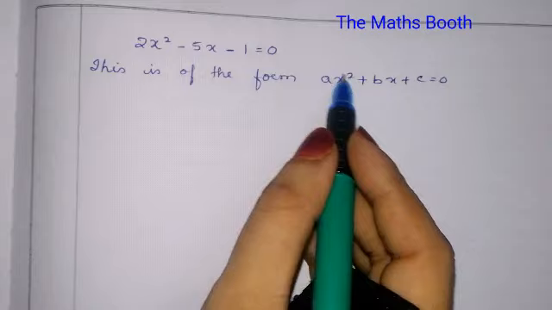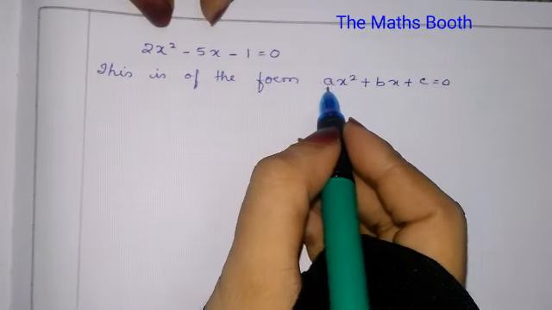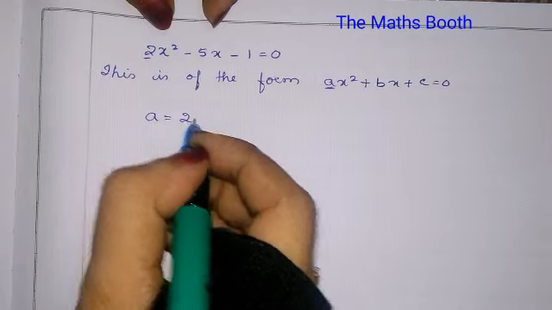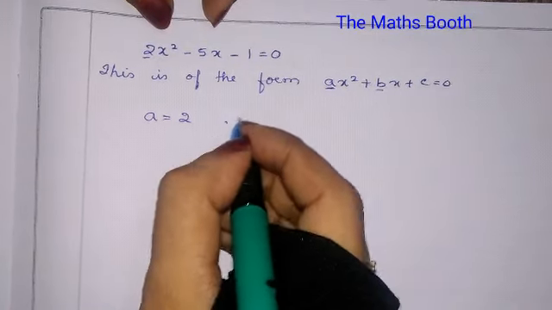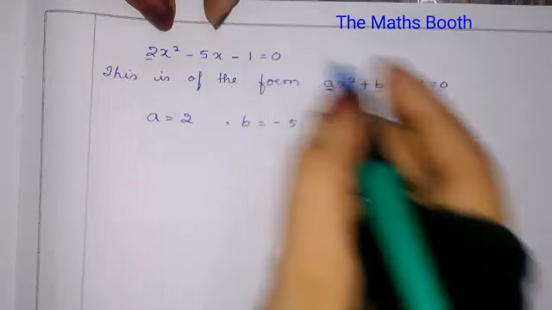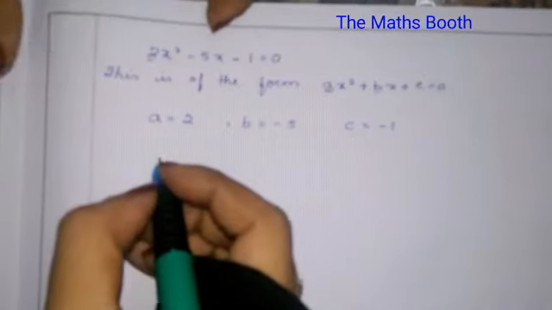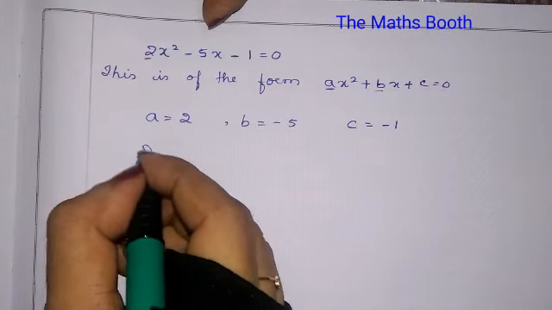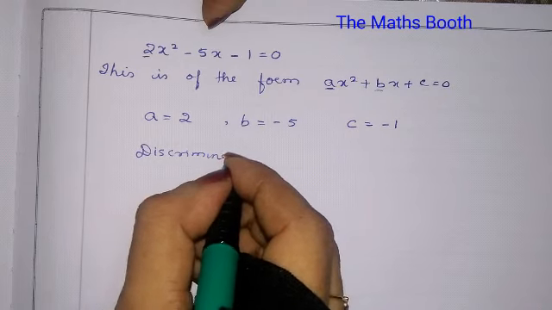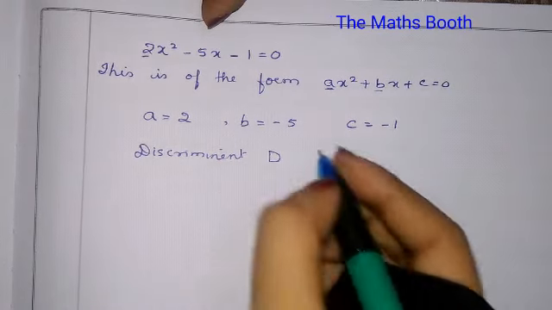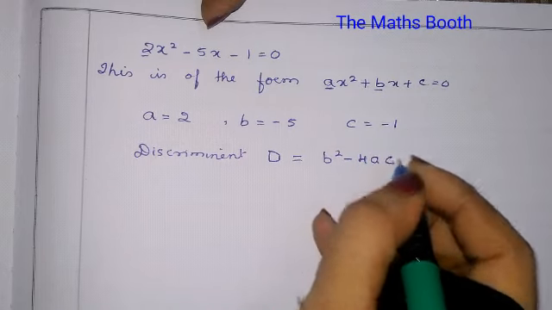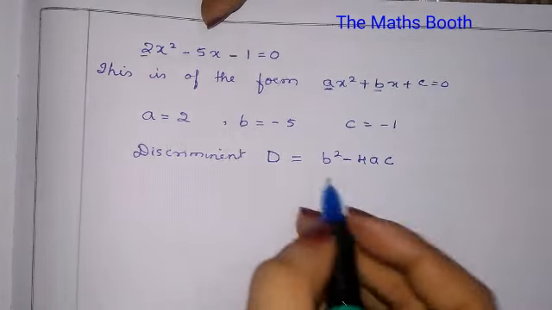Let us compare these two and we will find the value of a. We can see a is equal to 2, b is minus 5 and c is minus 1. What have they asked us to find? They have told us to find the discriminant, that is D. The discriminant is b square minus 4ac.